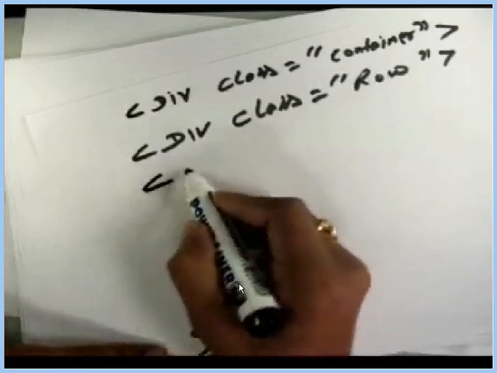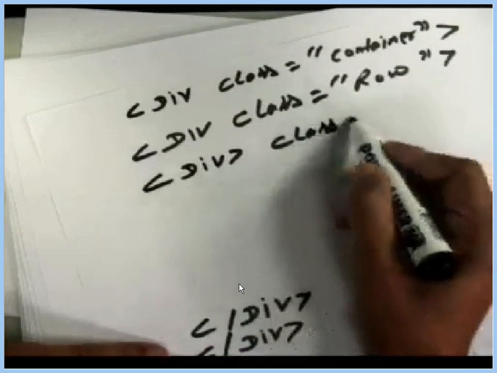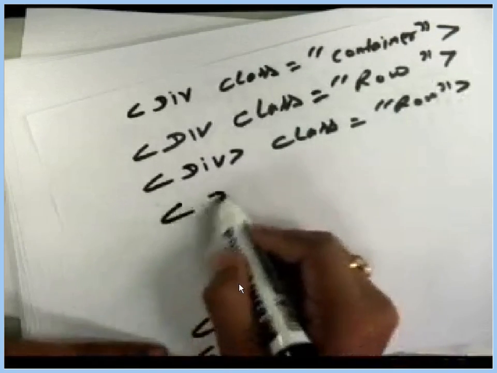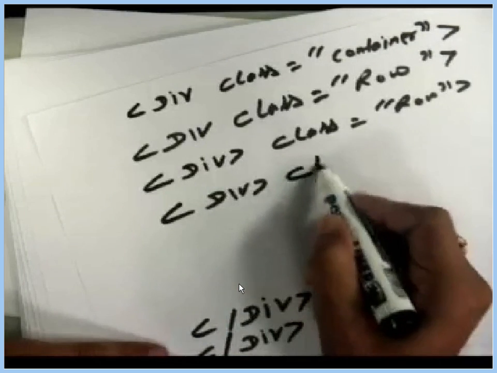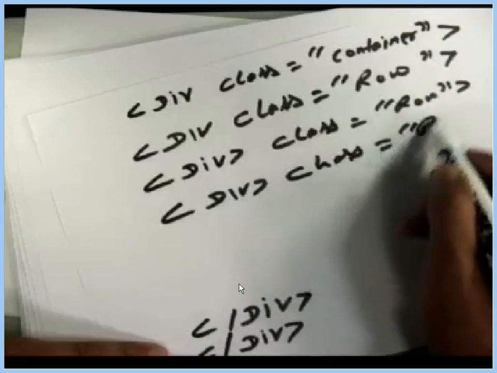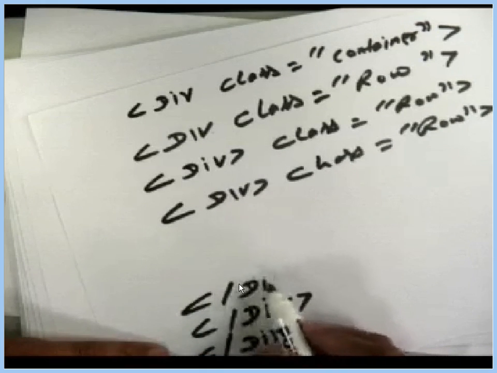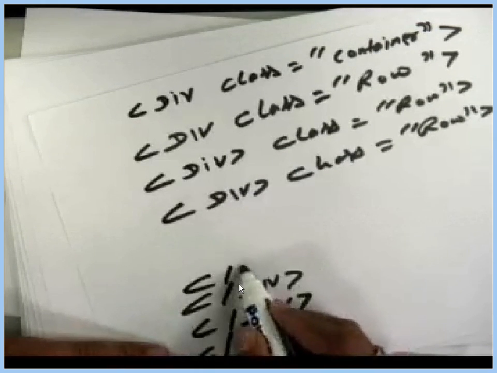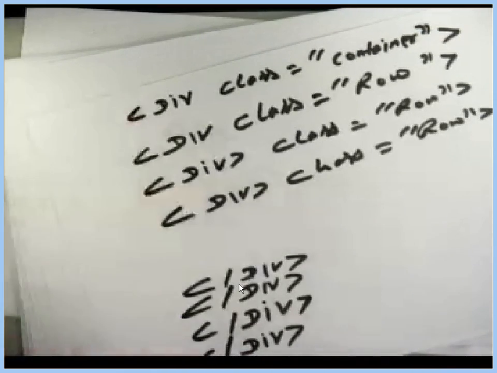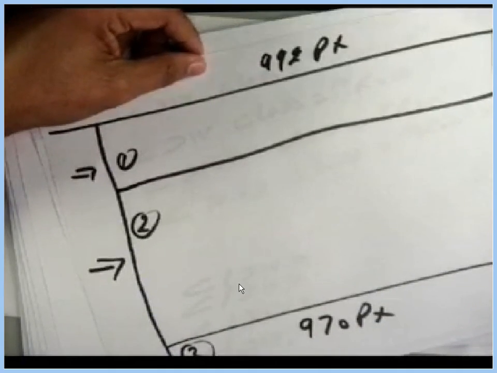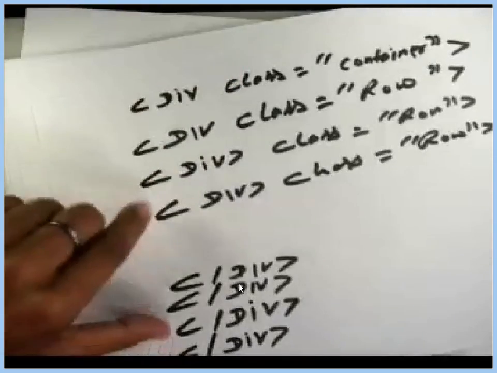So inside this I again need to create one div, and I will say class equal to row. Again I will create another div, class equal to row, and over here I will close my div tag. As you can see on the screen here, I have created a layout of my web page. It contains 3 different rows. So the code for this will remain something like this.